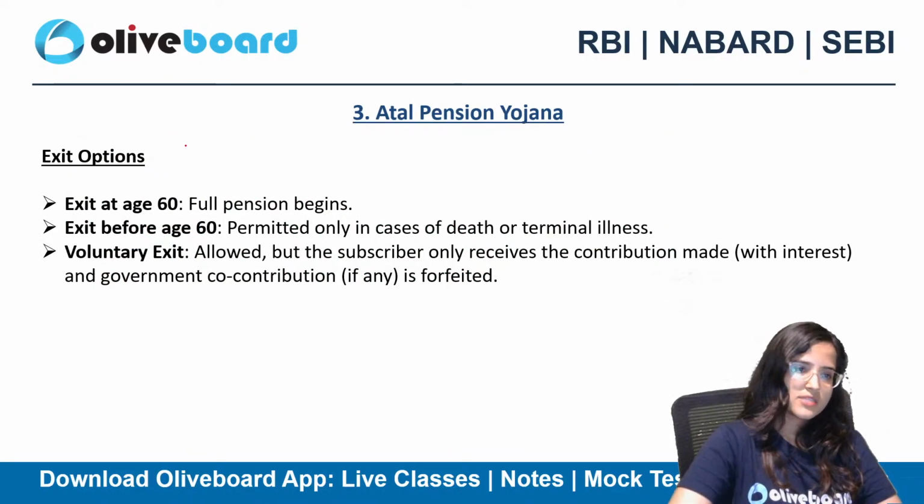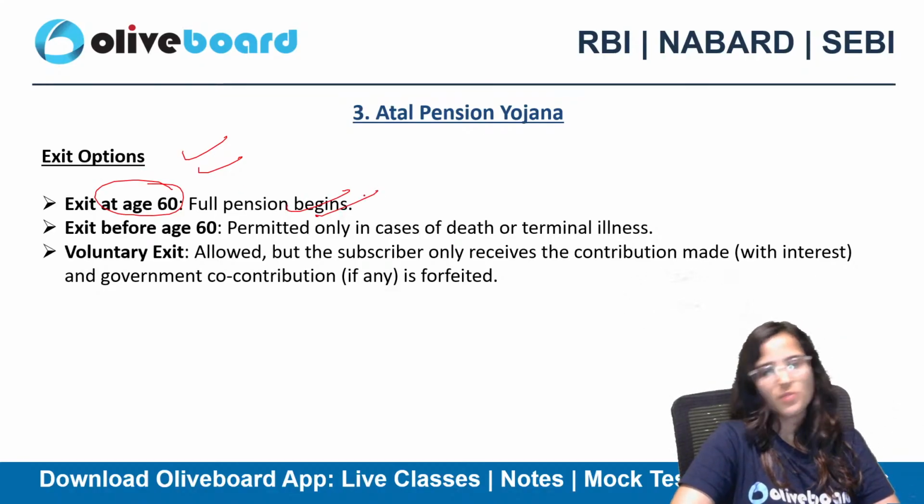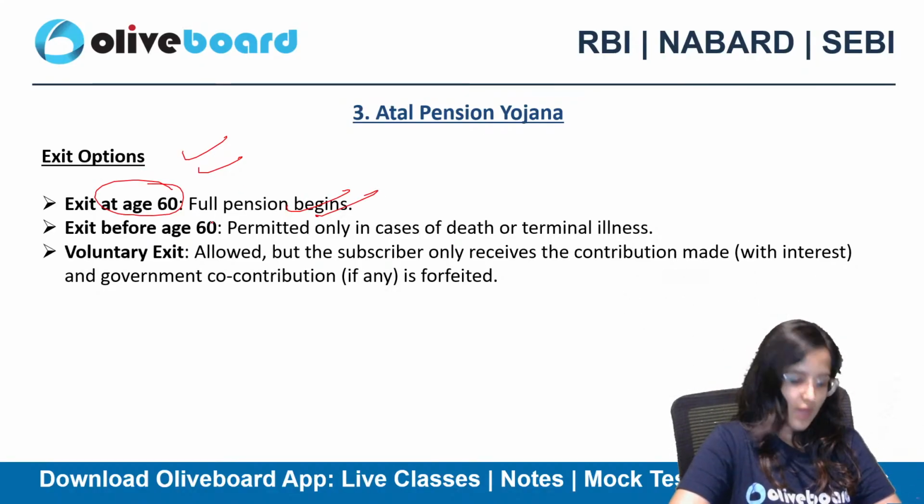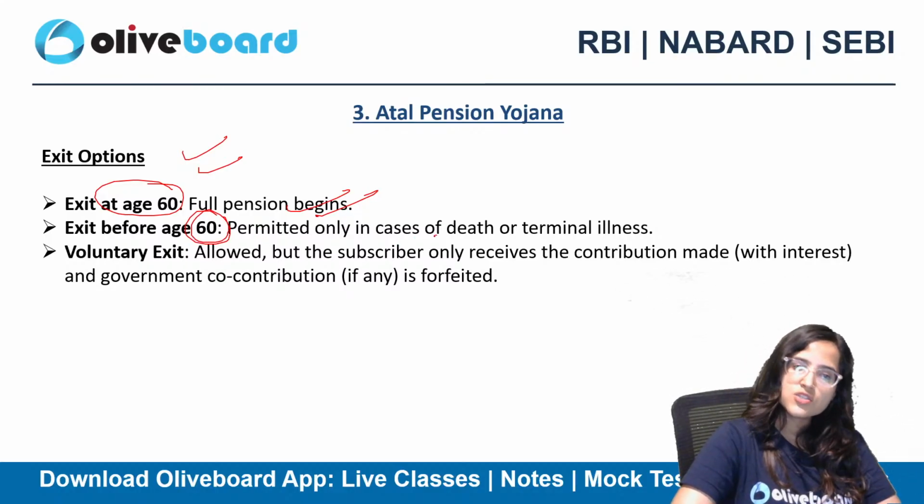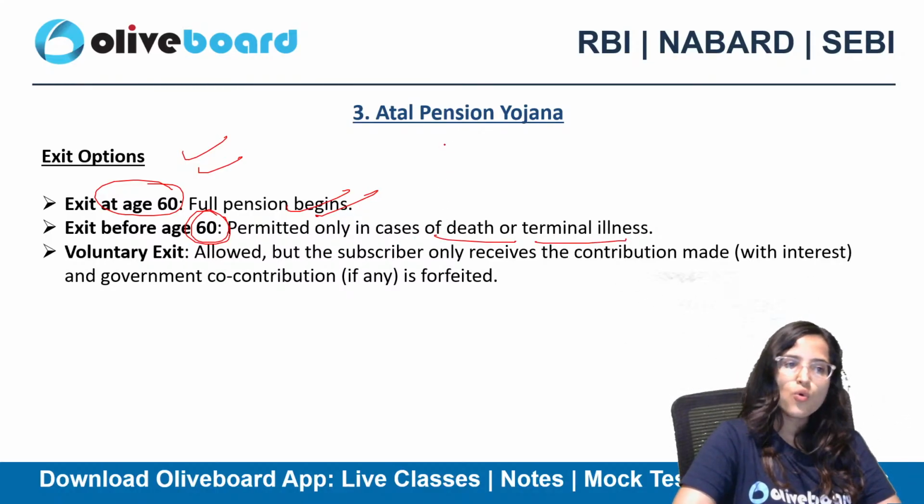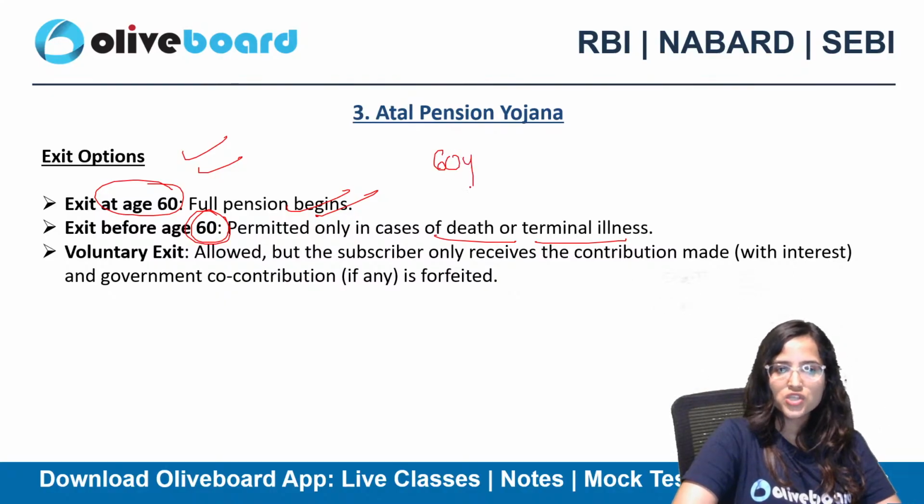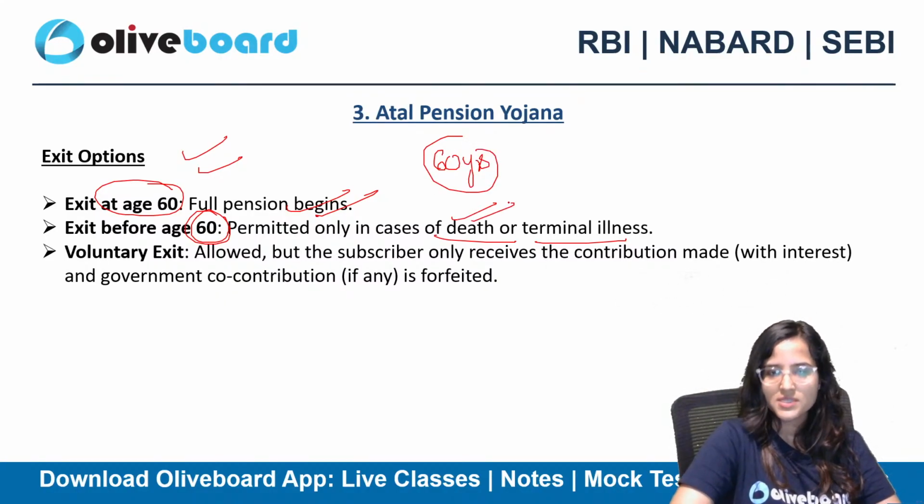And there are certain exit options also. If you're exiting at the age of 60, then your full pension is going to begin. If you exit before the age of 60, it is permitted only in cases of death or terminal illness. You can only exit before the age of 60 years if that person has died or there is terminal illness.